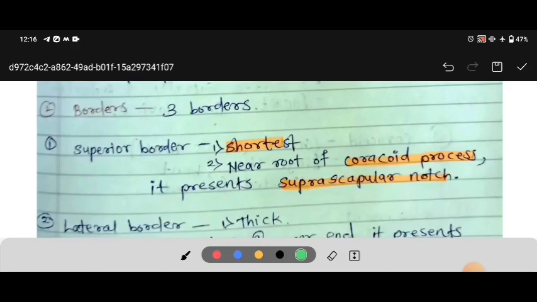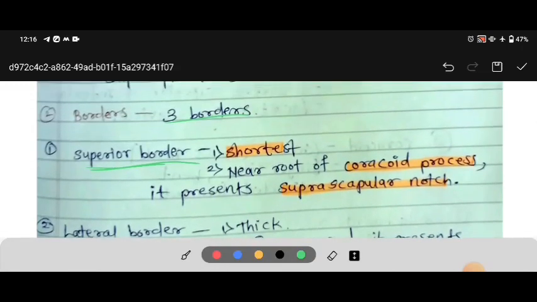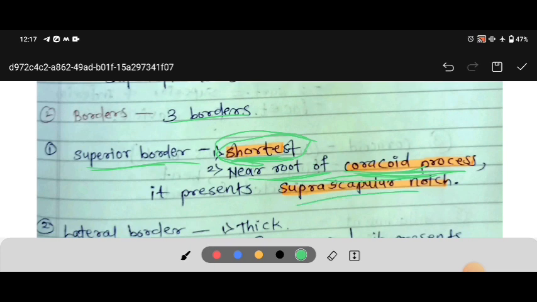It has three borders: superior border, lateral border, and medial border. Superior border is the shortest border. You have seen it in the 3D diagram. Near the root of the coracoid process, at the root of our coracoid process, a suprascapular notch is present on the superior border.